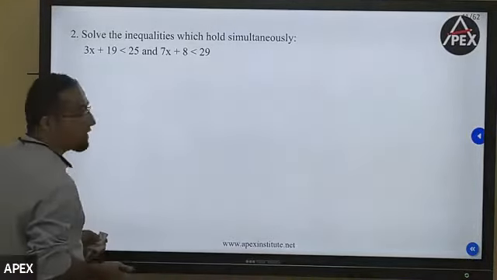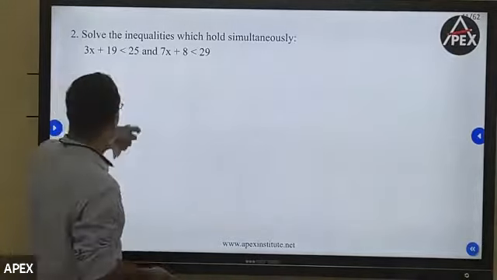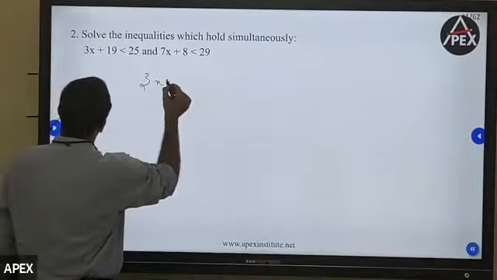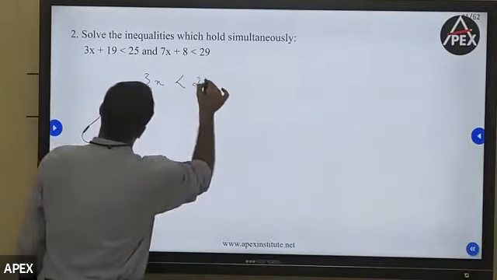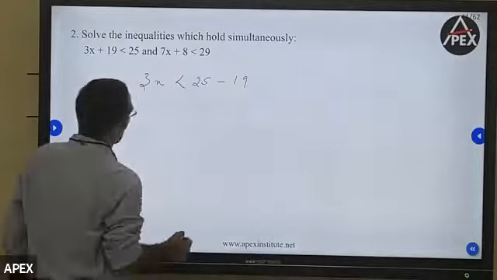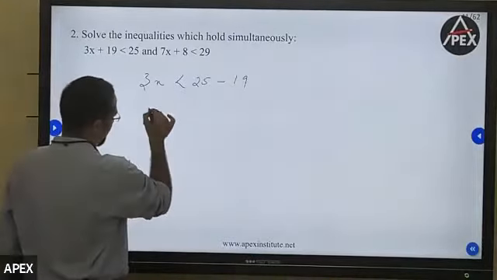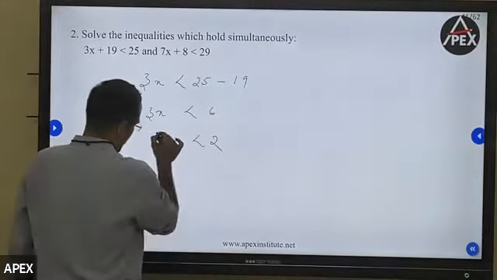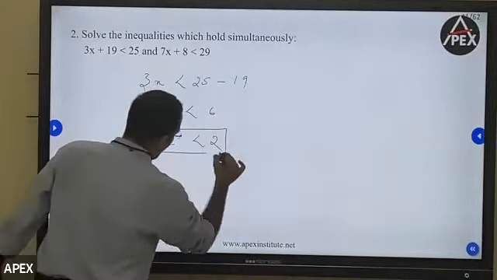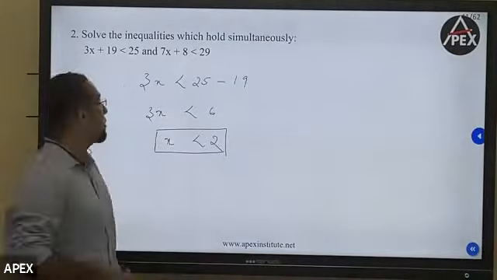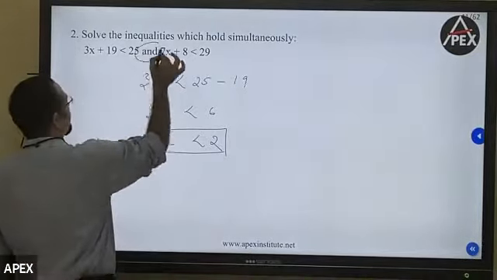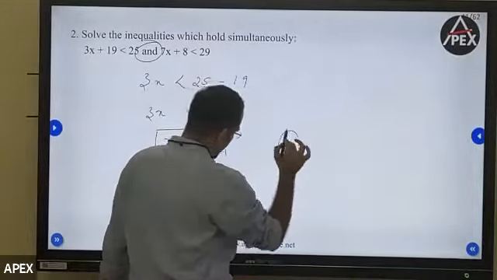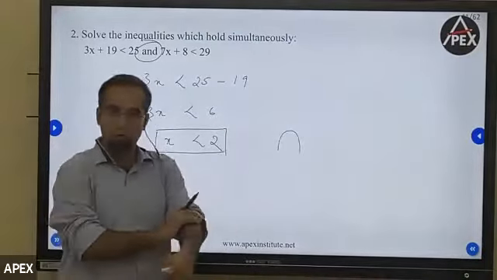Yeah, so let's look at both the equations simultaneously. So I'm looking at 3x plus 19 is less than 25. If I look at this equation, what do I get? I get 3x is less than 25 minus 19, or 3x is less than 6, or we have x is less than 2. So this is one inequality, or one range, that I get. Clear? Now do not forget the conjunction used here is and. So I'm going with the sign called intersection, whatever range I get on the other side. Okay.